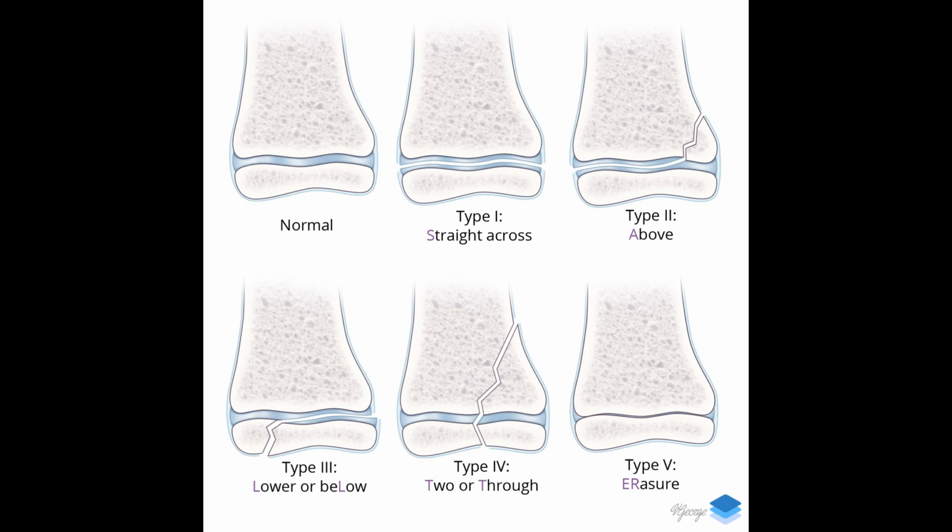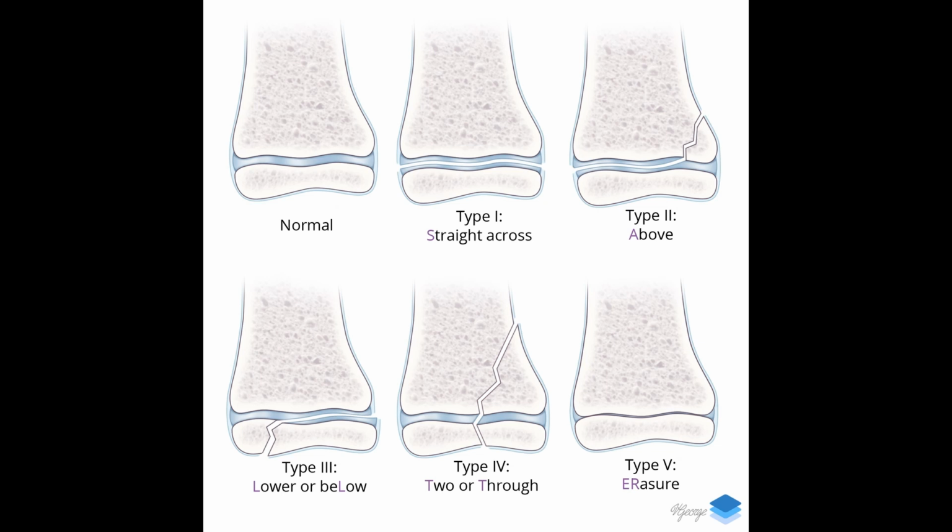Type 1 fractures run straight along the physis and can be remembered by making the S of straight across into the S of Salter. Type 2 fractures run from the metaphysis, or the area above the physis, down to the physis. These can be remembered by making the A of above into the A of Salter.